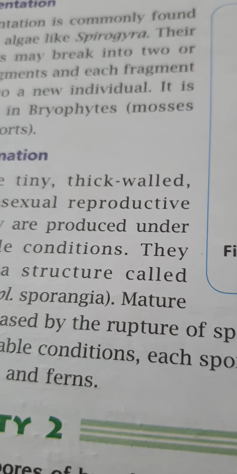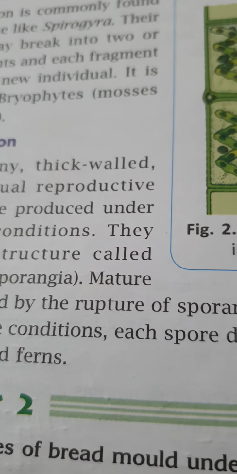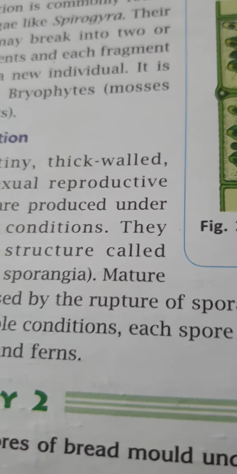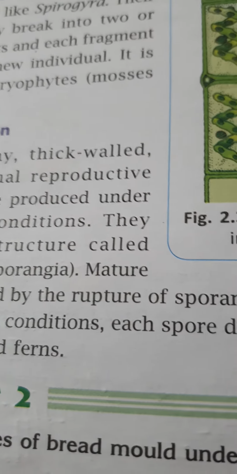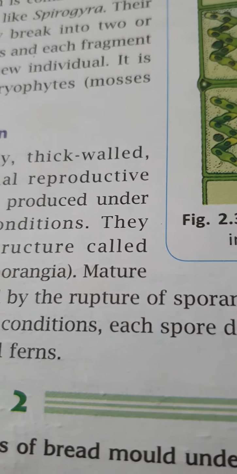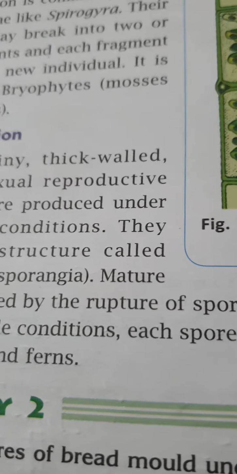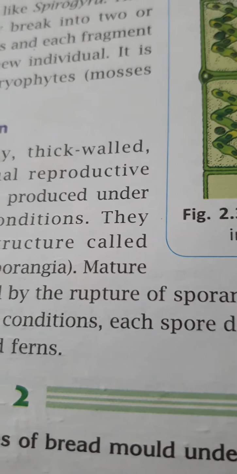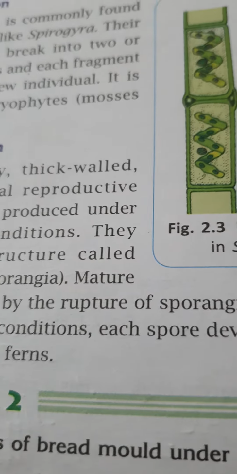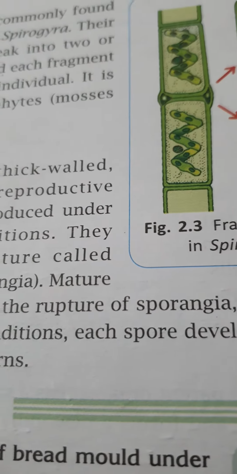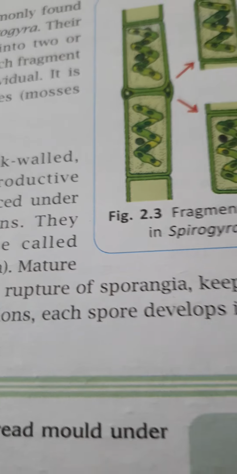After this, we will move on to our artificial methods. In artificial methods, there are first cutting, then grafting, layering, and micropropagation, or you can say tissue culture.